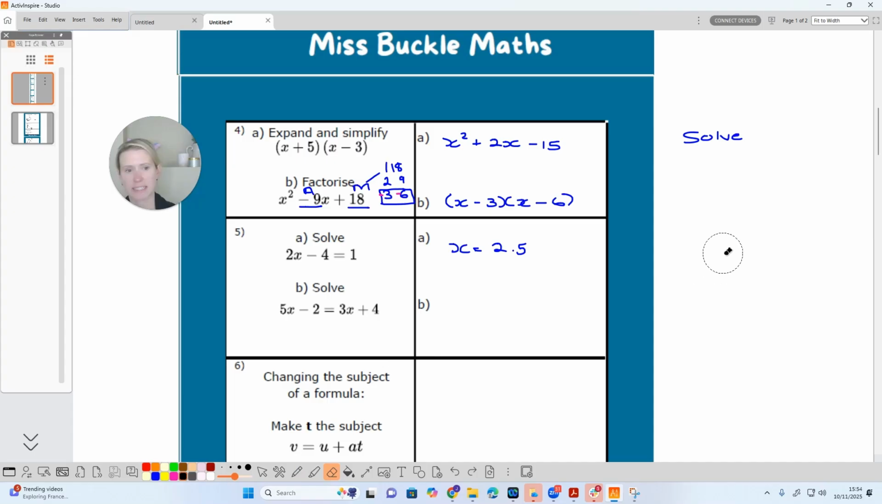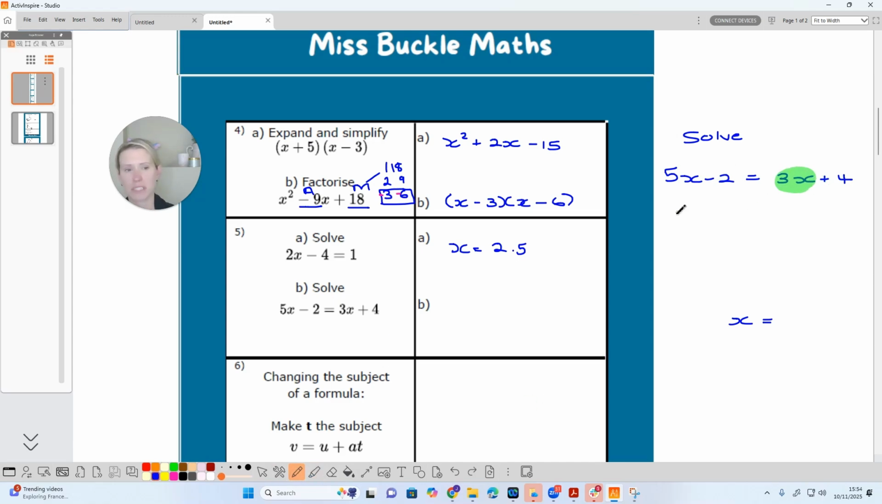Okay, the next question is a solve question, another equation with x's on both sides this time. So we're solving 5x minus 2 is equal to 3x plus 4. Once again, we want x equals, we want x on its own when we get to the end. So we need to start by putting all the x's onto one side, and then we're going to put all the numbers onto the other side before we reach our solution.